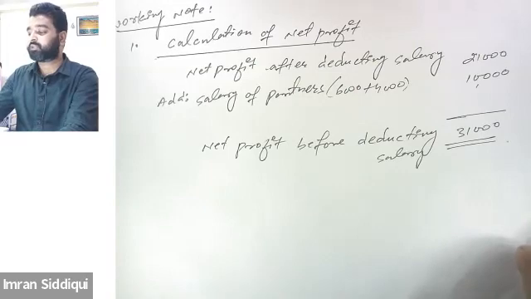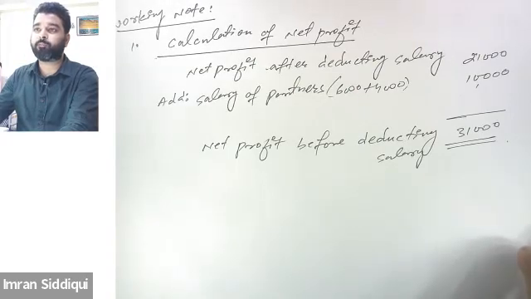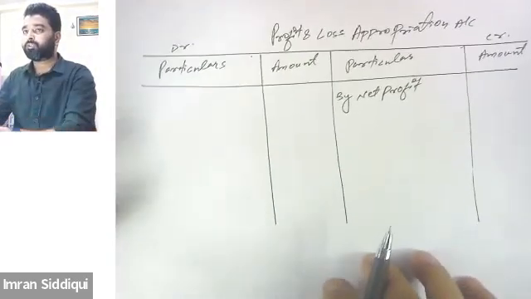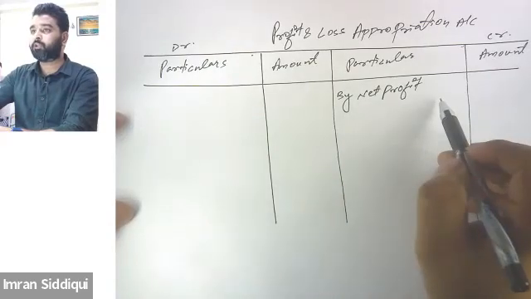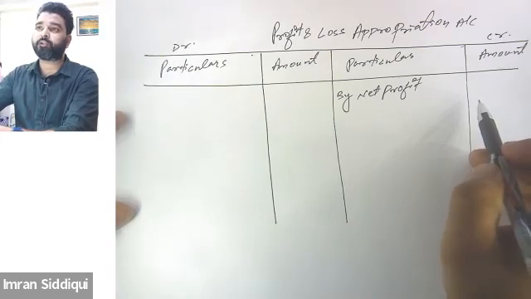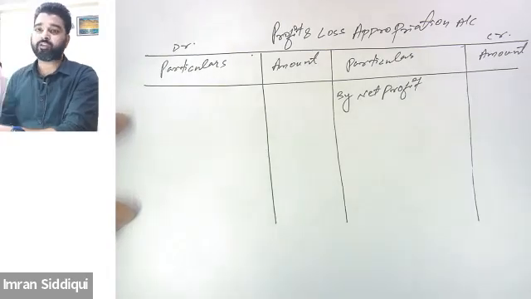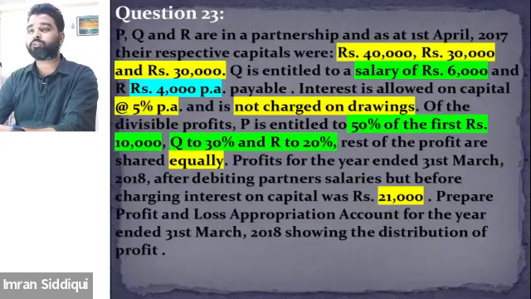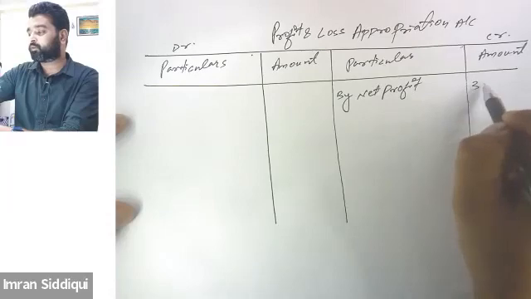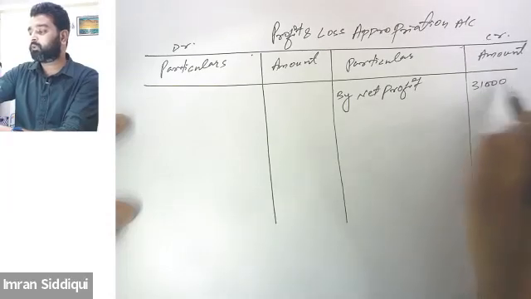So the question arises, why do we require to find out net profit before deducting salary? Because in the P&L appropriation account, on the credit side, when we write net profit, we must write down the value which is before deducting salary and interest on capital, right? But in the question, profit is given as 21,000 after the deduction of the salary. So, to find out the profit before deduction of the salary, I need to add the salary back to find the actual profit. So 31,000 will be the net profit.